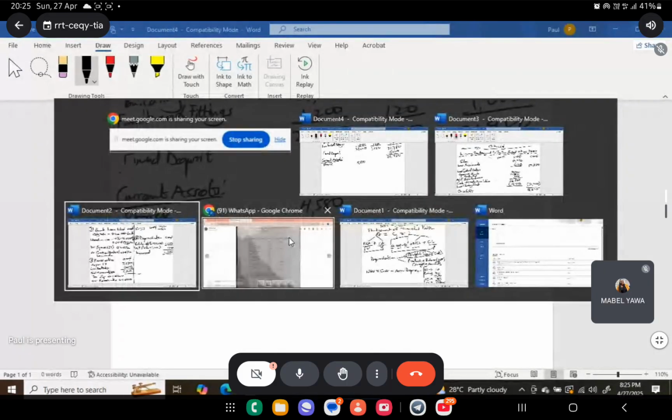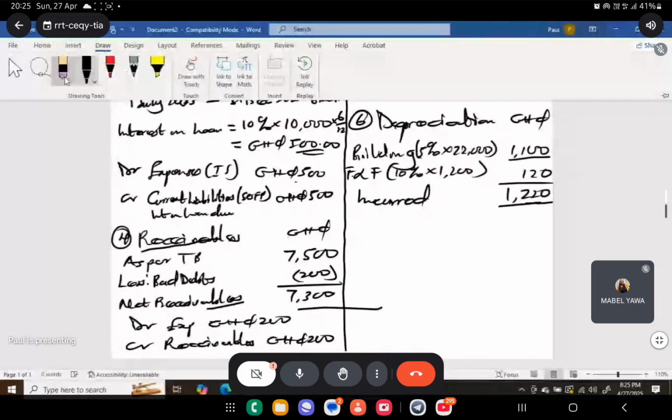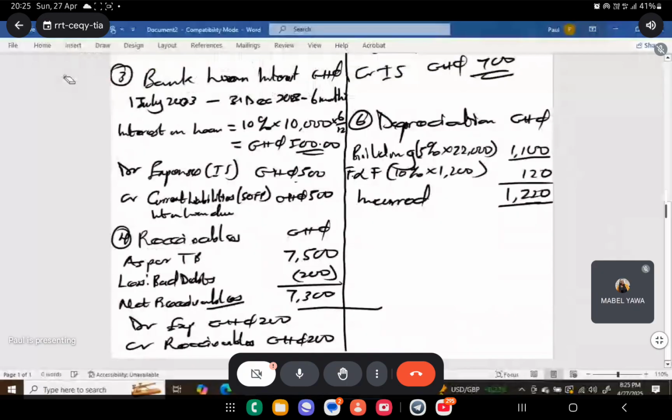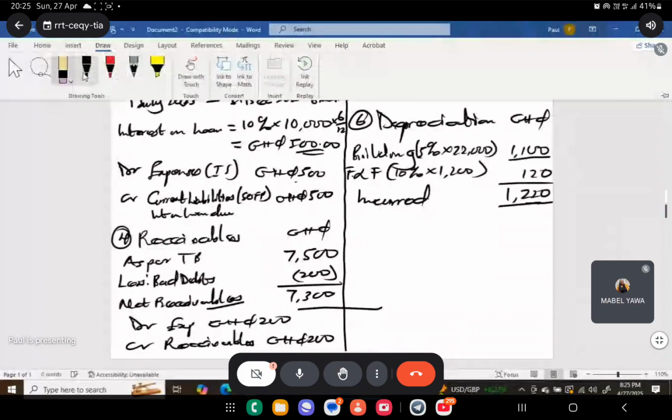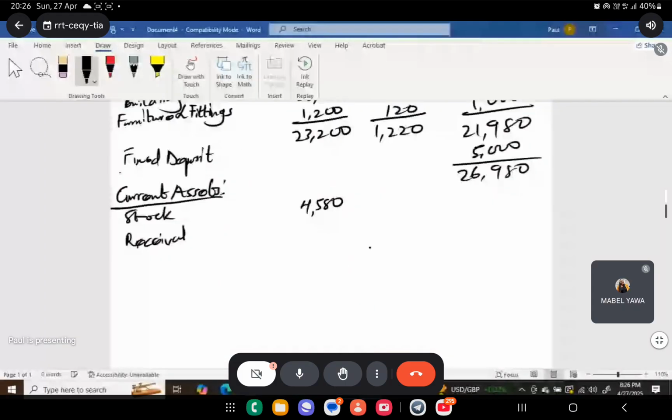The next current asset becomes the receivables. You know that for the receivables there was bad debt, so we deducted the bad debt. That bad debt will reduce the receivables figure by 200. That's the net receivables of 7,300.